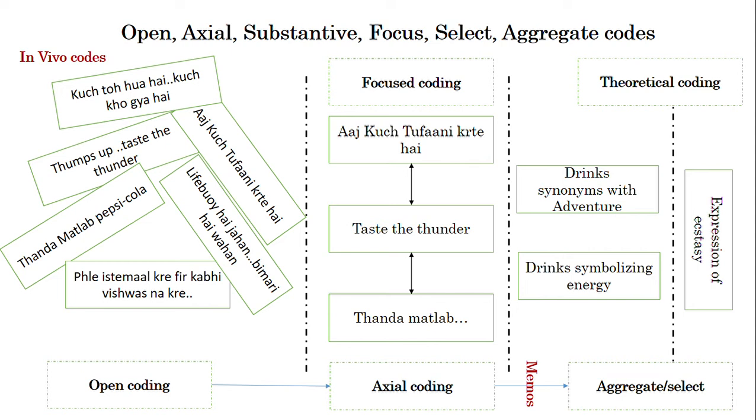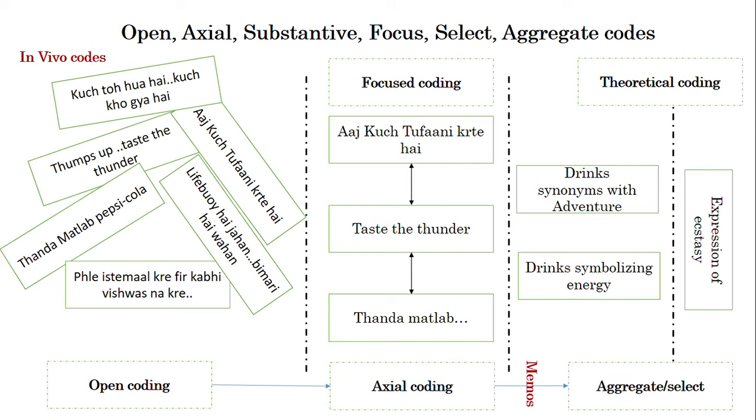Suppose in this example, you will see some codes that I have taken, and these quotes are very funny. Somebody who has been following Indian advertisements can easily relate. There is a movie song, कुछ तो हुआ है कुछ हो गया है. Again there is आज कुछ तूफानी करते हैं, which is drawn from the advertisement of Thumbs Up, a soft drink brand. Then Life Boy है जहाँ बीमारी है वहाँ. I'm basically changing the whole narrative. Though it says Life Boy है जहाँ तंदुरुस्ती है वहाँ, I'm saying Life Boy है जहाँ बीमारी है वहाँ. Then we have पहले इस्तेमाल करें फिर कभी विश्वास मत करें, which talks about Ghadi detergent. And then we have ठंडा मतलब Pepsi Cola, though it is ठंडा मतलब Coca Cola. So everything I have changed and jumbled.